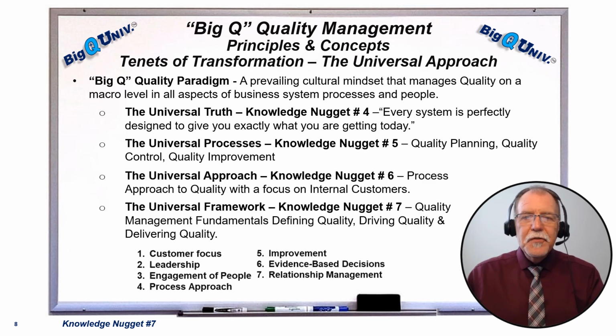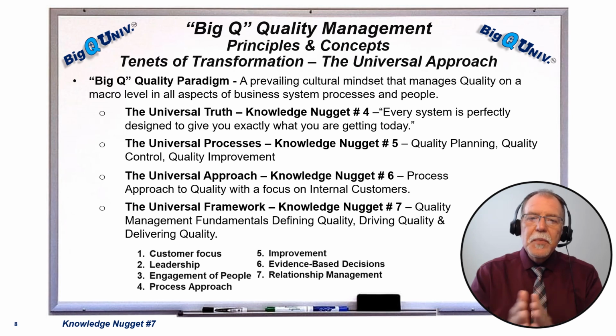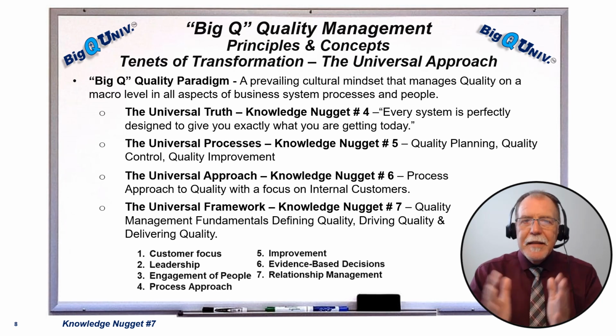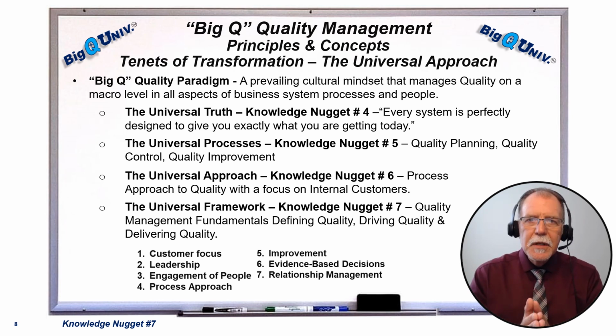Next was the third tenet of transformation that we called the universal approach, a process approach to quality with a focus on internal customers. And then the last tenet of transformation that we discussed, the universal framework, a quality management framework of fundamental principles that creates 3D quality in an organization: defining quality, driving quality, and delivering quality. Those fundamental principles were customer focus, leadership, engagement of people, process approach, improvement, evidence-based decision making, and relationship management. So I think the next journey that we should go on is exploring each one of these 7 fundamental principles in greater detail.